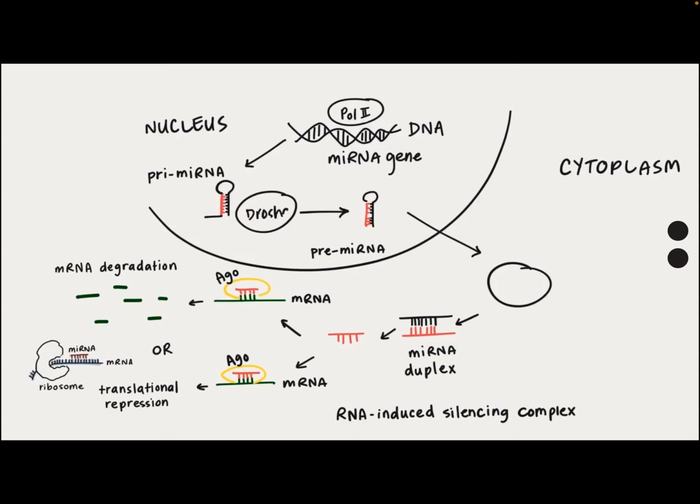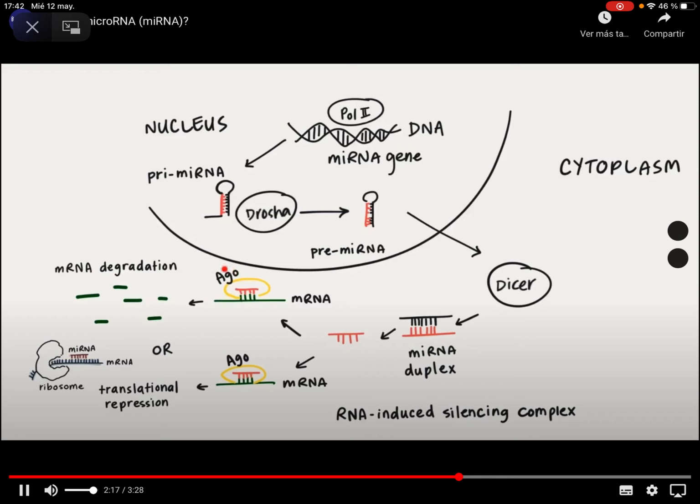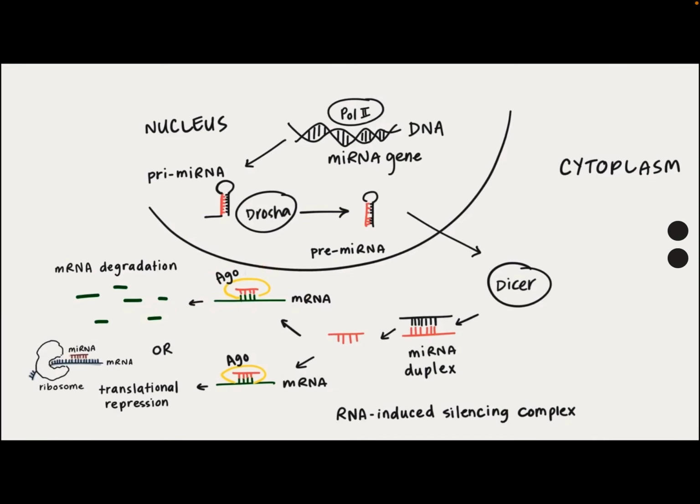Then they are exported into the cytoplasm and processed further by a protein called Dicer to make the mature single-stranded form of 22 nucleotides. Then once an Argonaute protein, usually abbreviated AGO, is bound to the mature microRNA, it produces an RNA-induced silencing complex, also called RISC. And then it's ready to get to work.